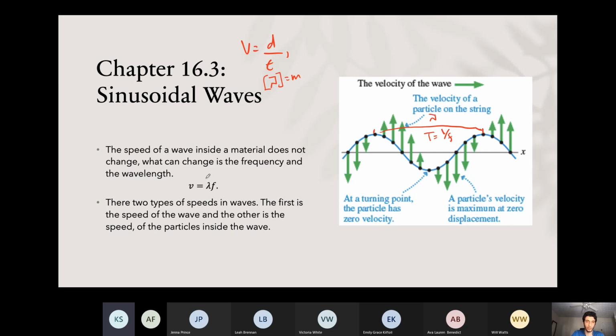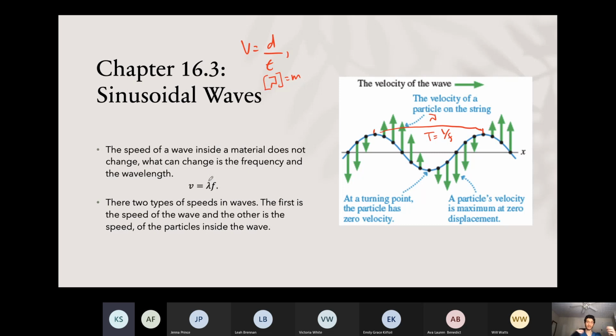And this equation is really important. If you increase the frequency, the wavelength decreases. If you increase the wavelength, the frequency decreases, because v is always constant. v does not change; you change those two. v only changes once you change your medium. If you go from one medium to another, that's when your v changes. So v is a property of the medium, but frequency is a property of the source.